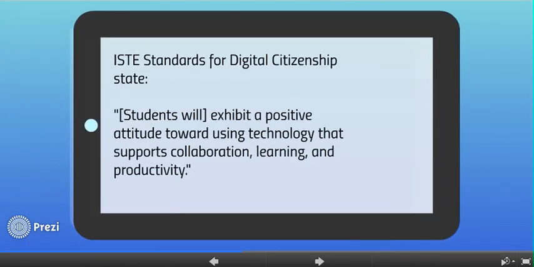Looking back at the digital citizenship standard, there's certain additions to the standard, and this was one that was saying students are going to be able to use a positive attitude in approaching their communication and collaboration, that the way that they act is going to support the way that they collaborate.